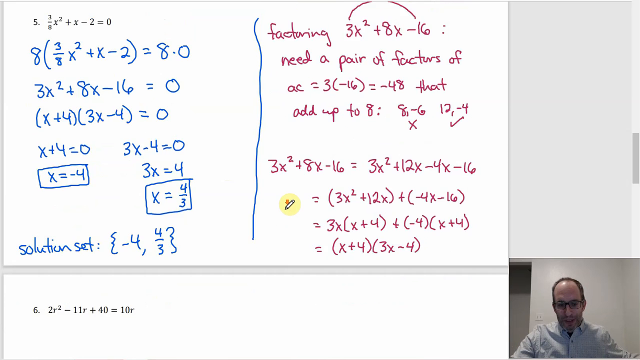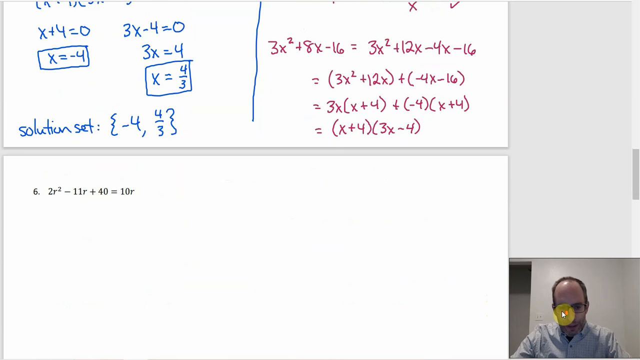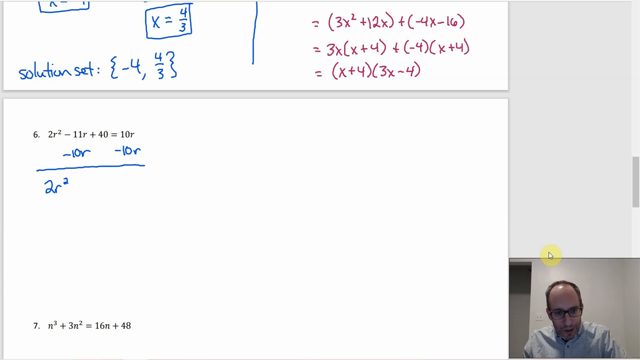Okay, next, number 6, I guess, is kind of like number 5, except that we have to move some stuff. Really, we just have to move one thing, right? We want a 0 on one side, not a 10r. It's not a hard fix. We just have to subtract 10r from both sides, and we'll have 2r squared minus 21r plus 40 equals 0.